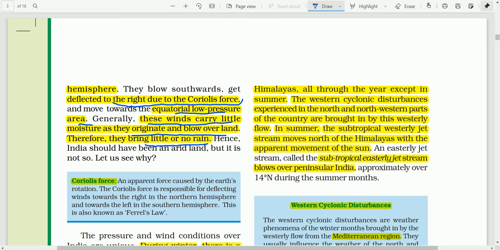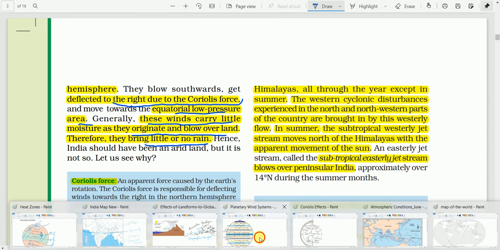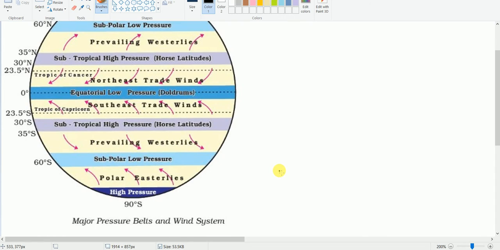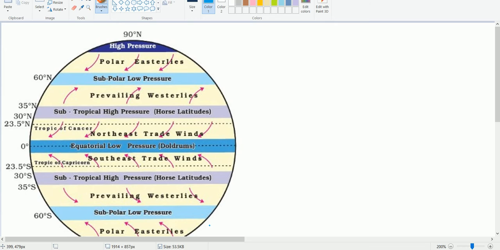Just see here. So this is the planetary wind system. Okay, major pressure belt and the wind system. See here, along the equator we have a low pressure belt known as the equatorial low, and at around 30 to 35 degrees north we have the subtropical high pressure belt, and around 60 here we have the subpolar low, and this is the polar high, and likewise in the southern hemisphere also you will get the same.